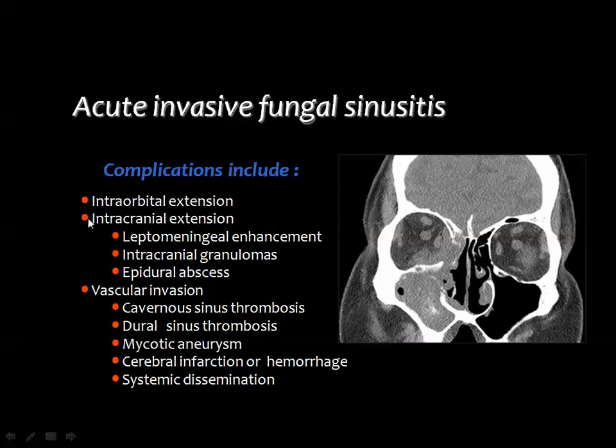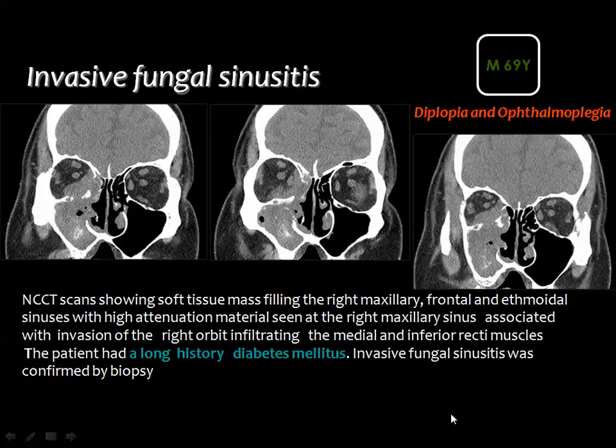Intraorbital extension and intracranial extension may lead to meningitis, intraaxial granulomas, and epidural abscesses. Vascular invasion, especially of the cavernous sinus, may lead to thrombosis, or the dural sinuses may also be thrombosed. The weakening of the arterial wall may lead to mycotic aneurysm, and thrombosis may lead to infarction or hemorrhage due to the dural sinus thrombosis, and also systemic dissemination.